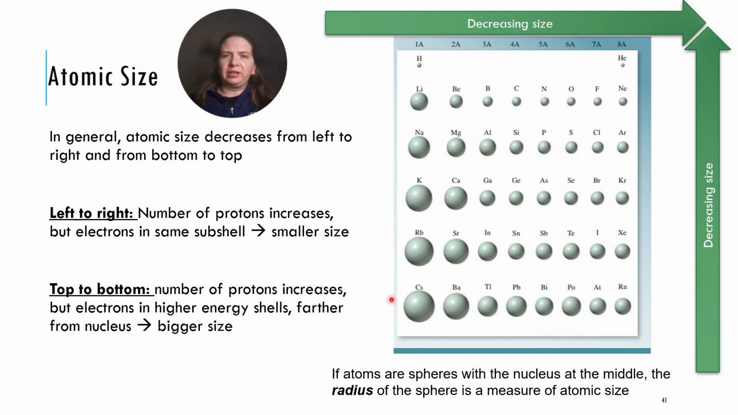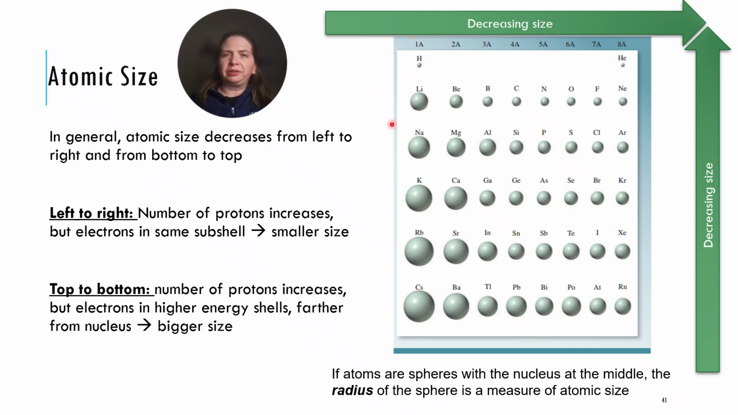To understand why this trend exists, we need to think about where the electrons are filling. Across a period, electrons are entering the same shell. For example, the 2s and the 2p belong to the second shell. However, elements on the right side of the period have more protons in the nucleus than elements on the left. Because opposite charges attract, the increased positive charge pulls the electrons in the same shell closer to the nucleus, making the atom smaller.